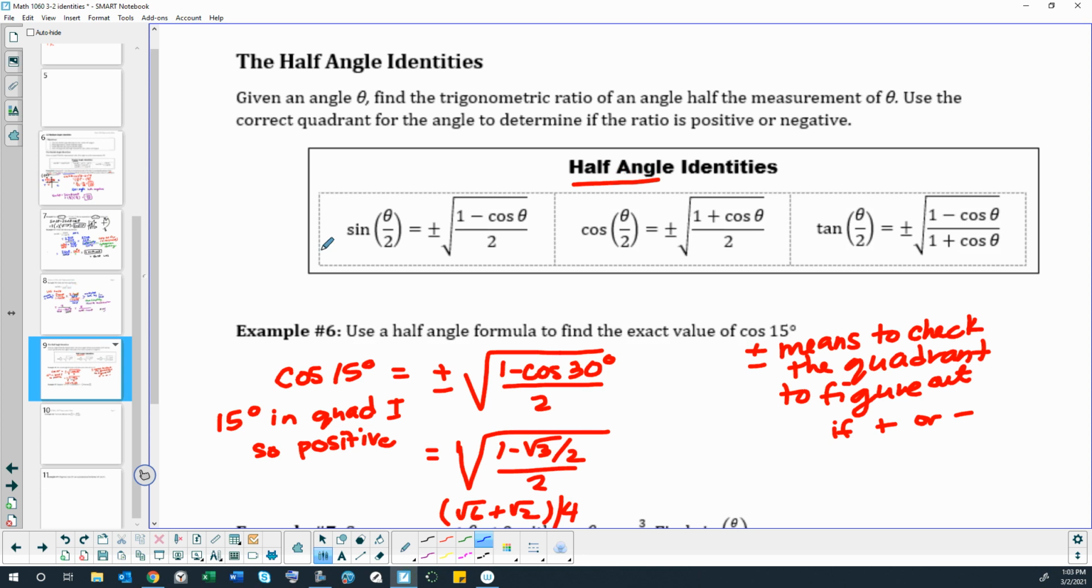I was using the half-angle formula for sine. This is the half-angle formula for cosine, and the only difference between the two of them is that one is a plus and one is a minus. So this one, the cosine one, is a plus, and the sine one is a minus.